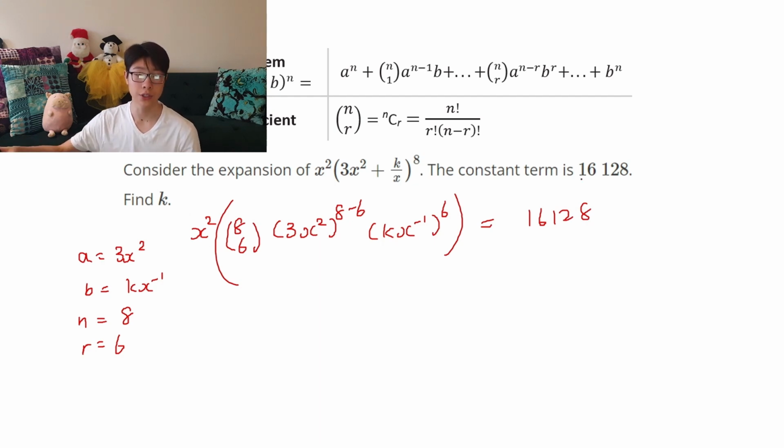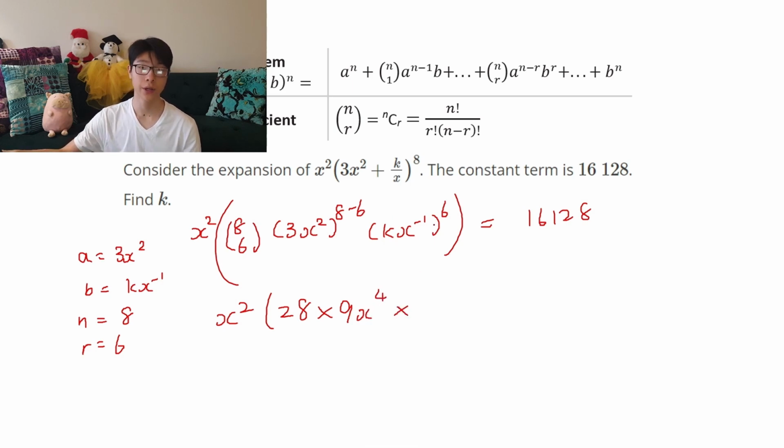So now all we need to do is just simplify and find out what our k is equal to. Even though there are two unknowns right now in the question, hopefully we found the right r value for which all the x's will cancel out and we'll only be left with one unknown. In this case, it will be k. So this is a paper 2 question, so we can use the calculator to find that 8C6 is equal to 28. And we want to multiply it by this right here, so 3x squared to the power of 2. We will get 9x to the power of 4.